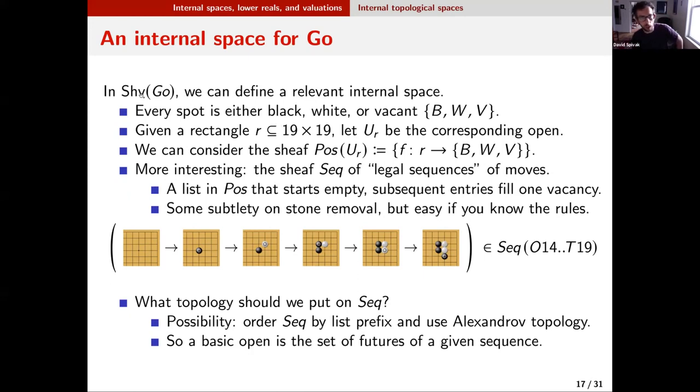So what is the internal space or character we're going to look at for Go? Well, every spot is either black, white, or vacant on a Go board in a Go game. And for every rectangle, what we could do is take a sheaf called Pos that assigns to that open set for the rectangle all functions from the rectangle to black, white, vacant. So here's a function from a certain rectangle, O14 to T19, and an assignment of black, white, and vacant to all the intersection points there.